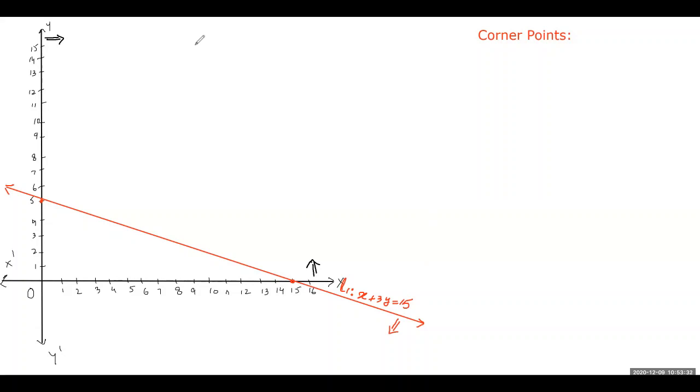Then we go for the second line. Its points are 0, 12 and 6, 0. X equals 0, y equals 12, x equals 6, y equals 0. So these are the points. Now we will join these two points with a straight line. We will write its equation on it, and then we will mark the solution region. And here is the second line. Its equation is 2x plus y equals 12. Origin lies in the solution region, so its shaded area will also be on this side.